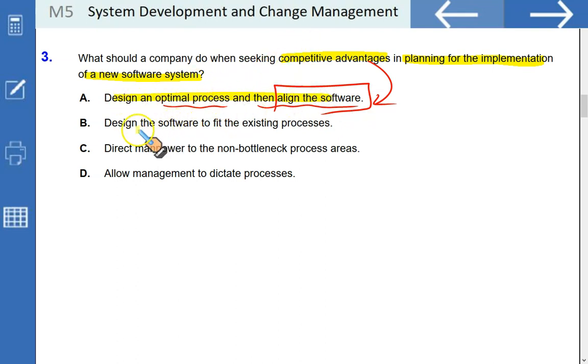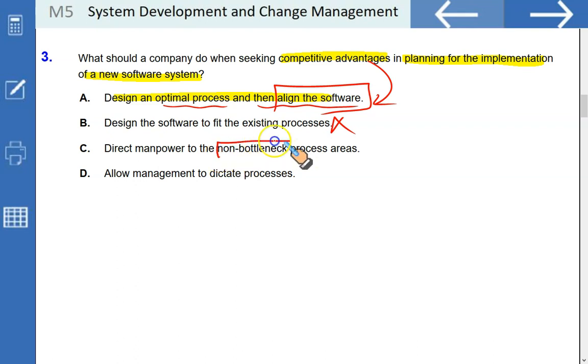What about option B? Design the software to fit the existing process. This is incorrect. Just designing a software so that it can fit into existing processes, then what is the innovation? What is the newness you are bringing into the business? Wrong. Direct manpower to the non-bottleneck process area.